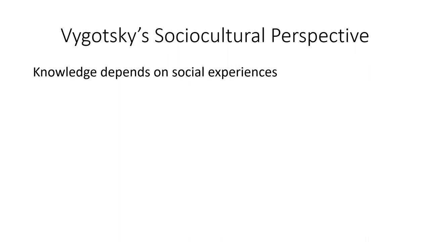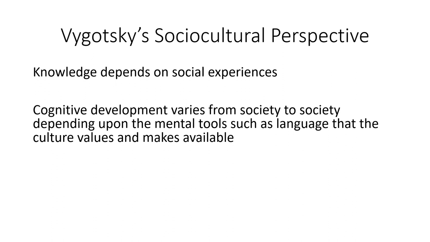When we talk about Piaget, we've got to talk about Vygotsky. Vygotsky took Piaget's stages, Piaget's knowledge, Piaget's research, and said something needs to be added, and that is that social and cultural factors need to be included. Vygotsky's sociocultural perspective basically said that knowledge depends on our social experiences. So cognitive development varies from society to society, depending on things like language and culture, what is emphasized and what is not emphasized, and what children are taught.